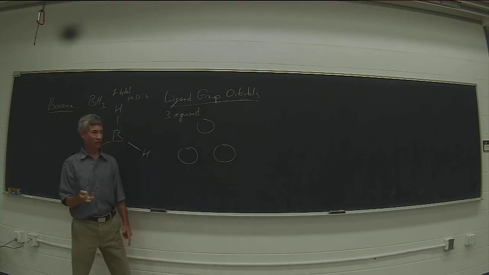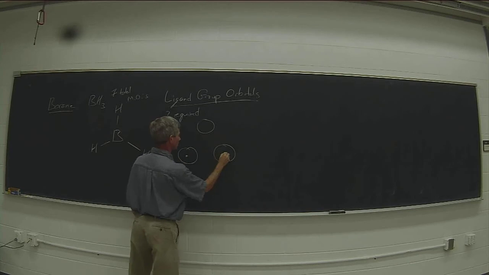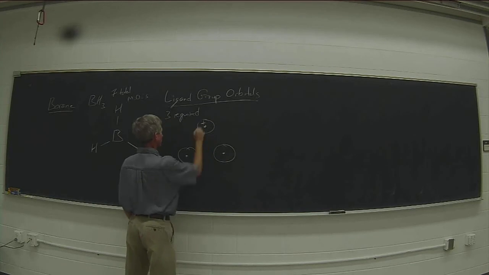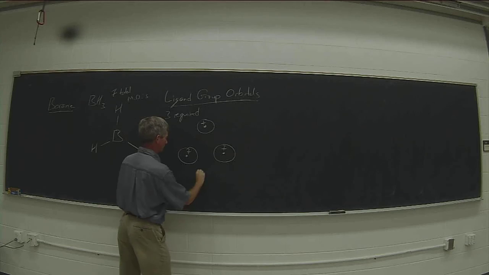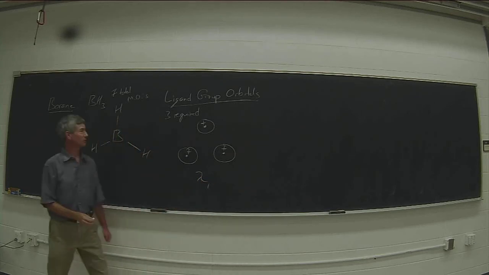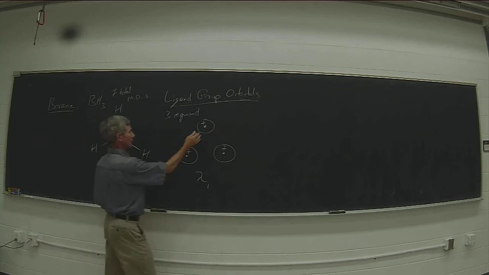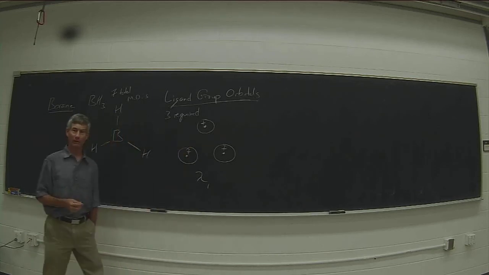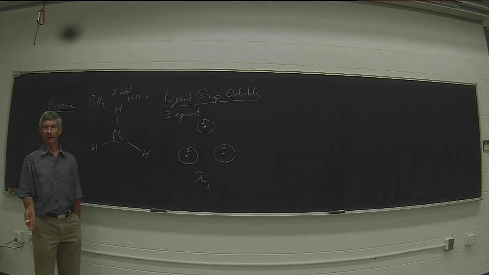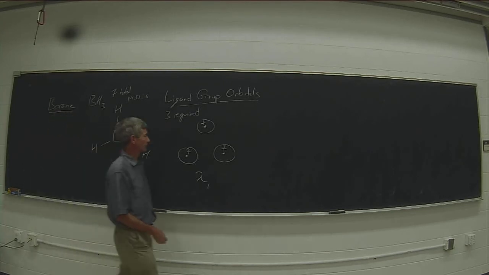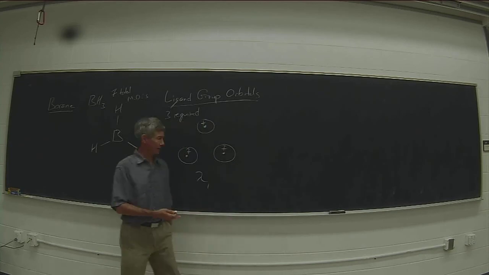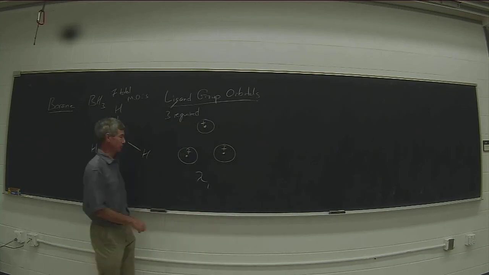The simplest situation is always to have everybody in phase. We're going to call that lambda 1. All 3 hydrogen 1s orbitals have the same sign on their wave function. That's the only way we can create a ligand group orbital that has 0 nodes.